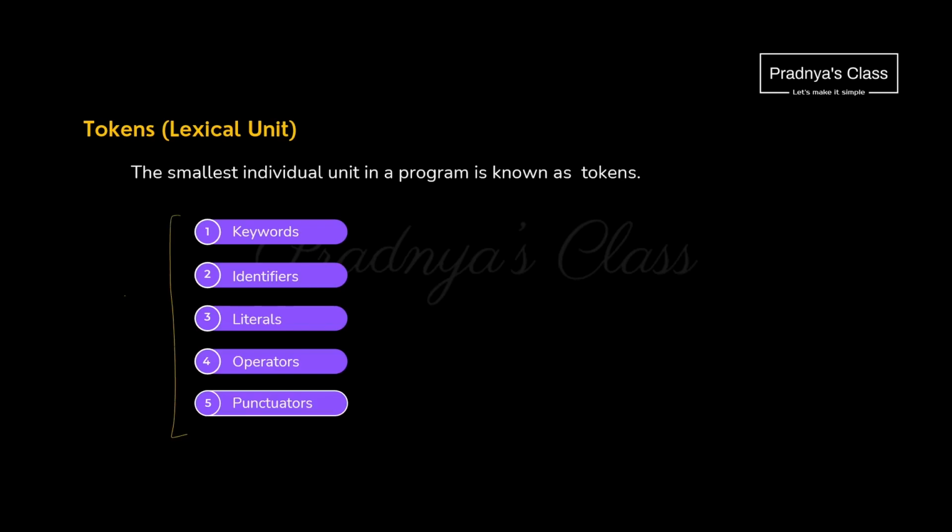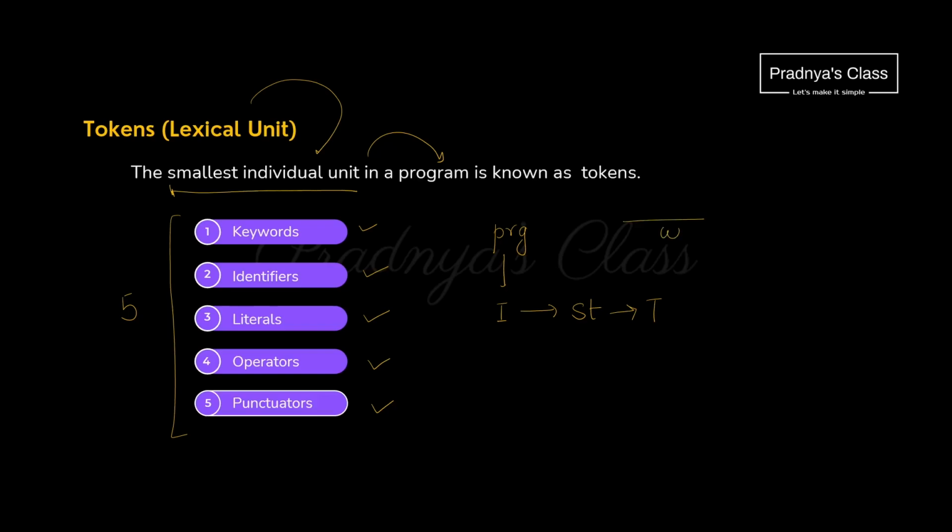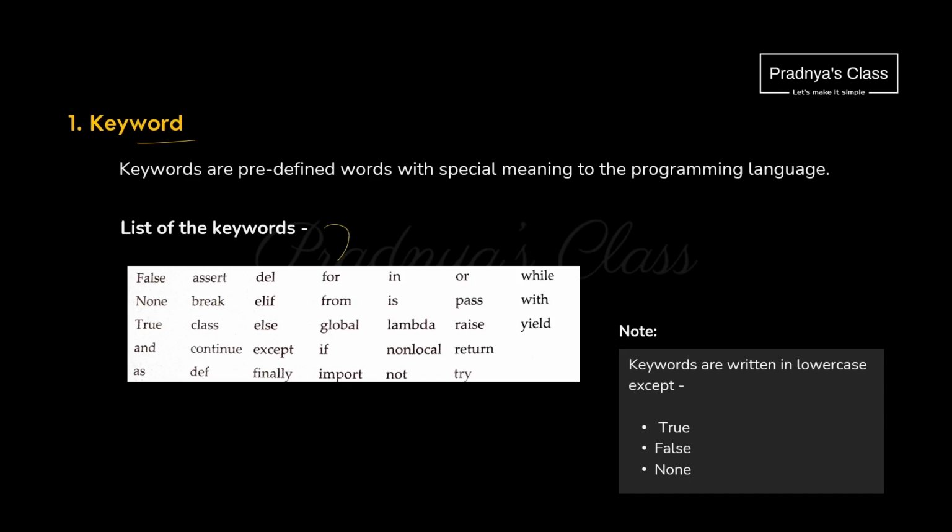There are total 5 tokens. First is keyword, second is identifier, third is literal, fourth is operator, and fifth one is punctuators. We know that program is a set of instructions. Those instructions we write in the form of programming statements. And that statement consists of tokens. That's why token can be defined as the smallest individual unit in a program. Just like in real life, we create sentences and in those sentences we will have words as well as some punctuation symbols. Here is the list of some of the keywords.